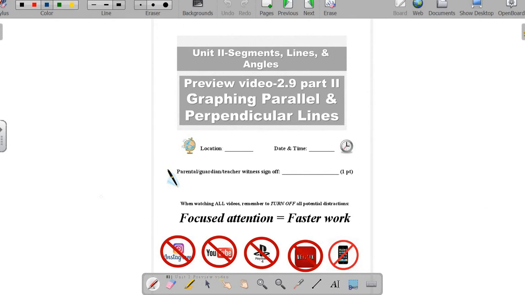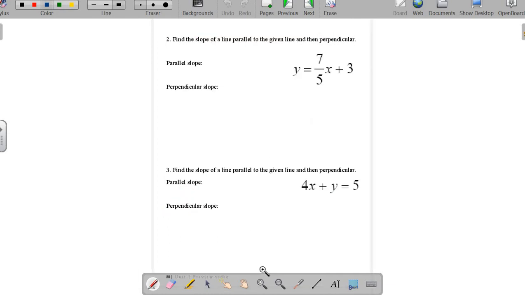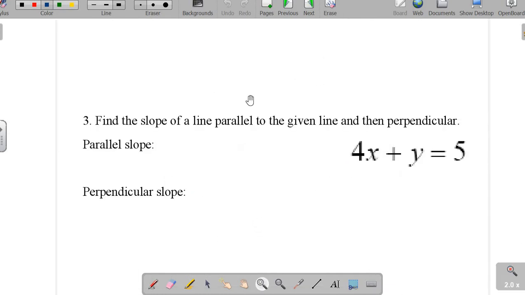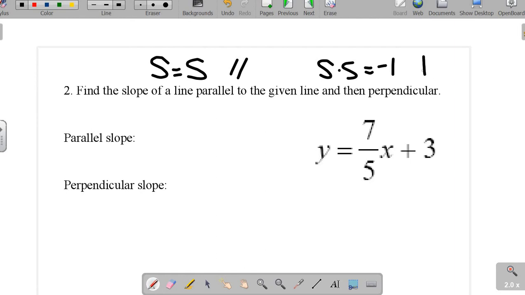Taking a look here, graphing parallel lines. From our previous class, we accidentally skipped a single page, so we're going to do this now. Last class, very simply, we discovered that slope equals slope for parallel lines, and slope times slope equals -1 for perpendicular lines. So this says find the slope of a line parallel to the given line and then perpendicular.